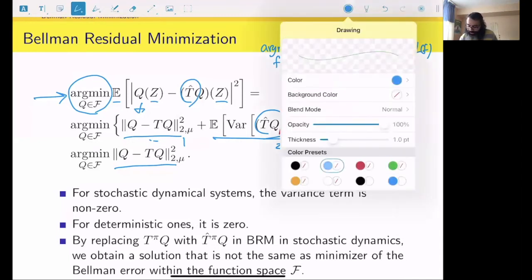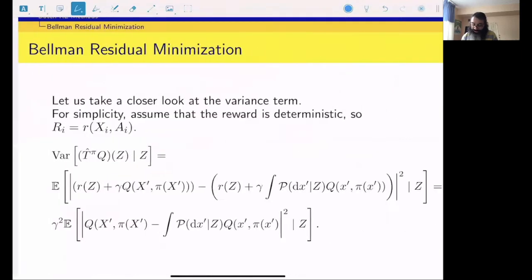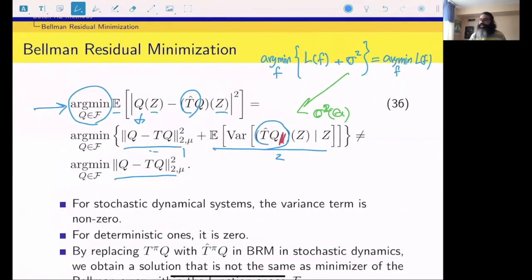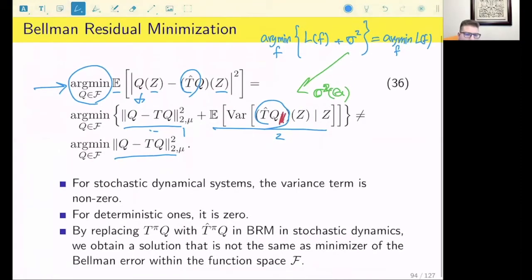In the next slide, I'm going to expand this variance, but the general conclusion is that if we have a stochastic dynamical system, the variance term would be non-zero. If it is deterministic, the variance would be 0, because a single sample at the next state would be the same as any other sample. The distribution always lands on the single next state. So if it's deterministic, we are okay. But if it's not deterministic, it is non-zero, and it affects the minimizer.